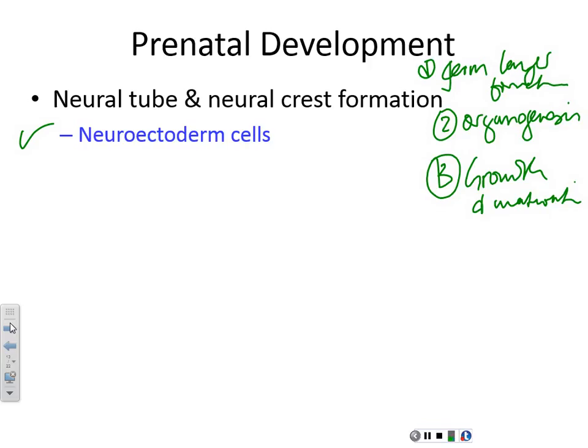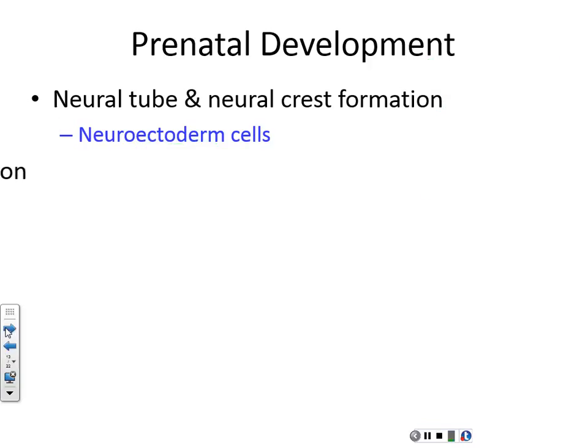And you know what? We talked about it. We said the nervous system arises from the ectoderm. Remember, it's one of those things that we talked about when we were talking about the germ layers. The nervous system, although it's internal, it really arises from the ectoderm. So that's what they call neuroectoderm cells.